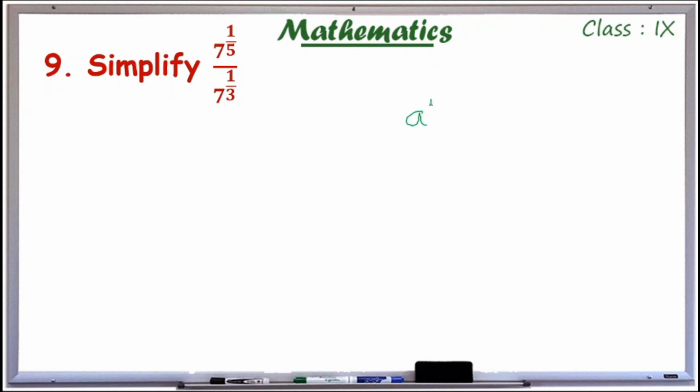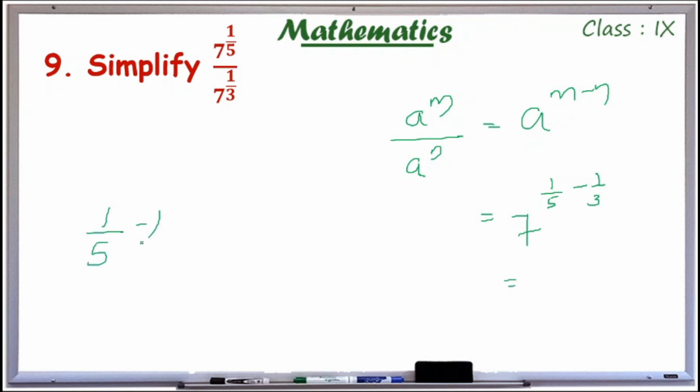Read the question. It is of the form a raised to m by a raised to n, which is equal to a raised to m minus n. So our answer will be 7 raised to 1 by 5 minus 1 by 3. So we have to find 1 by 5 minus 1 by 3.